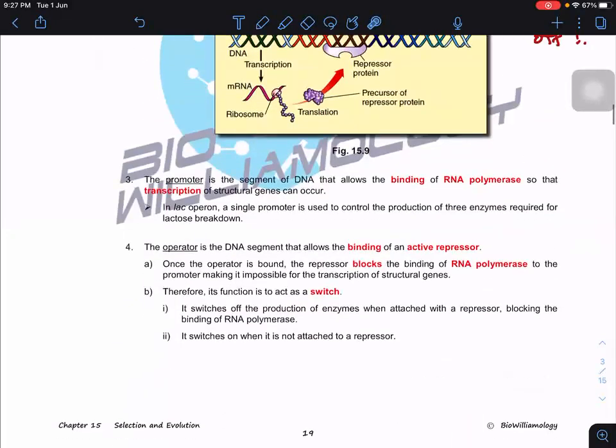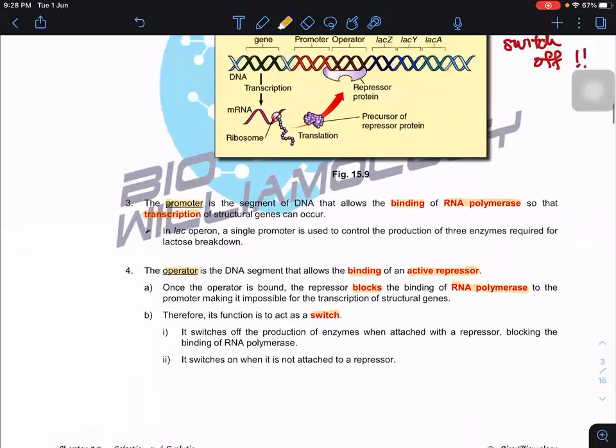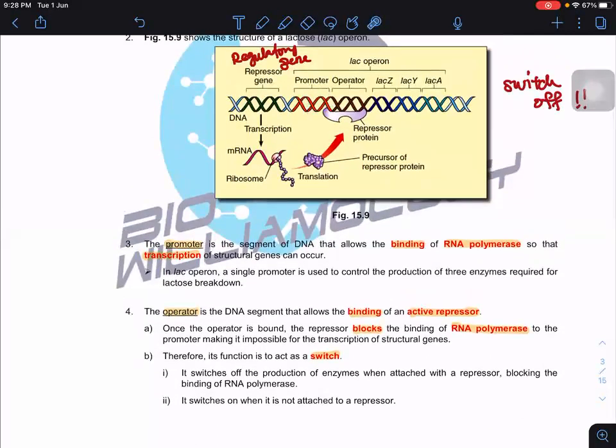So what's the function of the promoter? The promoter allows the binding of the RNA polymerase so that transcription can start. So what's the operator? The operator is a DNA segment that allows the binding of the active repressor protein. Once it is bound, it blocks the RNA polymerase. So it acts as a switch. When it blocks the RNA polymerase from the promoter, the gene expression is off.